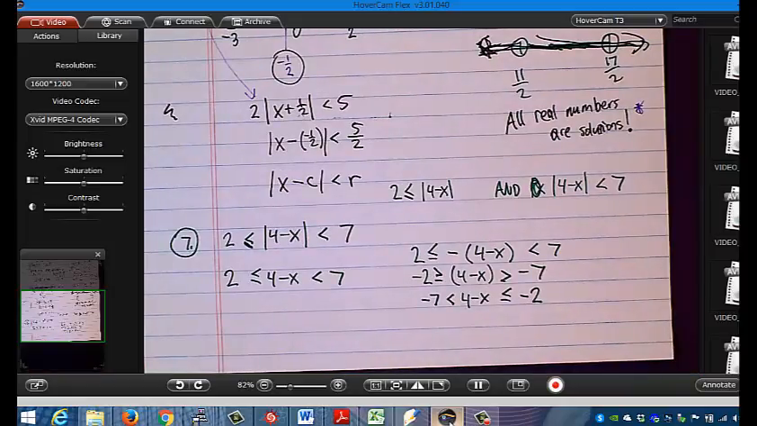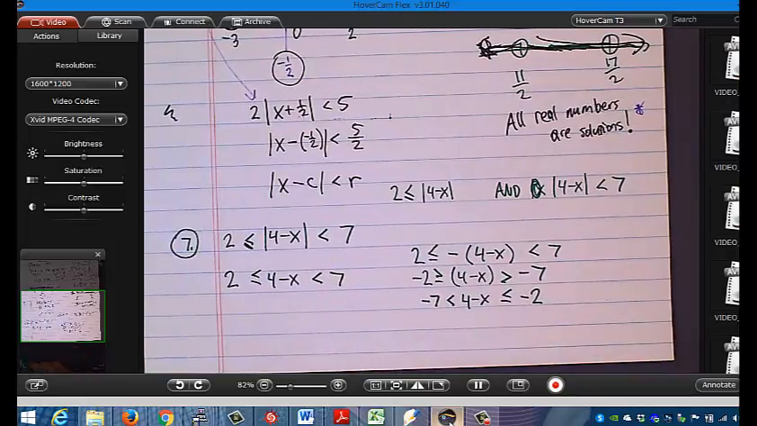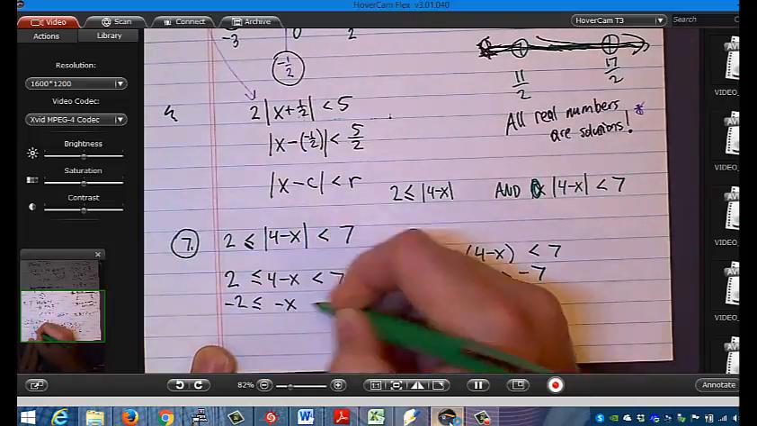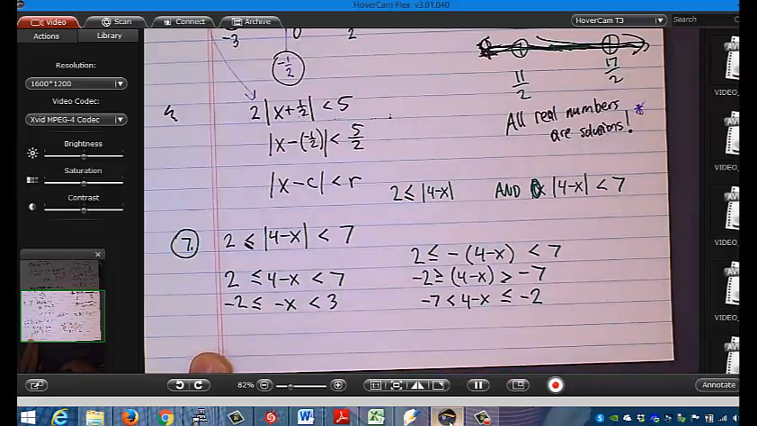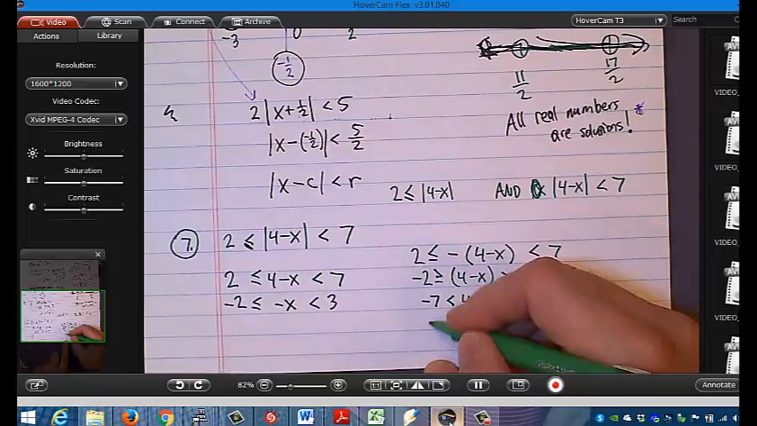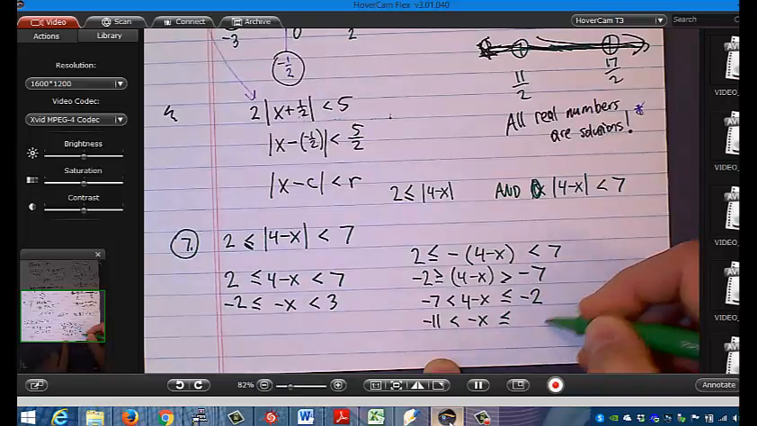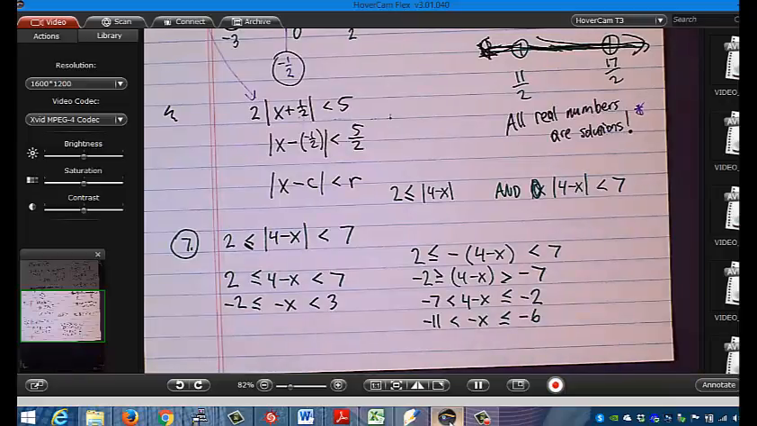Okay? All right. What do I do to all sides of the triple inequality? Subtract 4. So this becomes a minus x. Here I have a negative 2, and here I have a 3. Same thing here. I can subtract 4. Here I have a negative 11. Here I have a minus x. And here I have a minus 6. Okay?